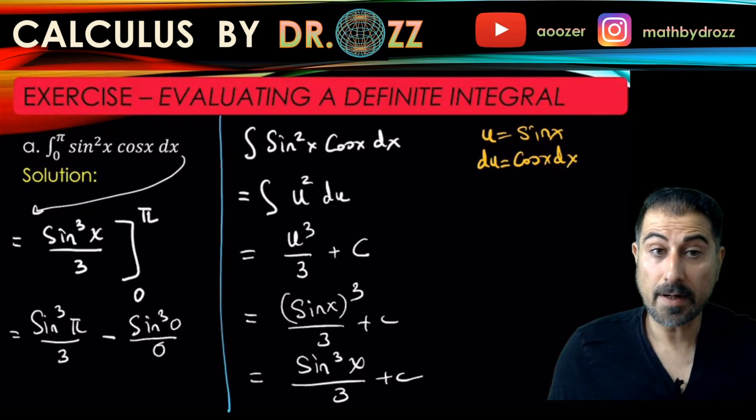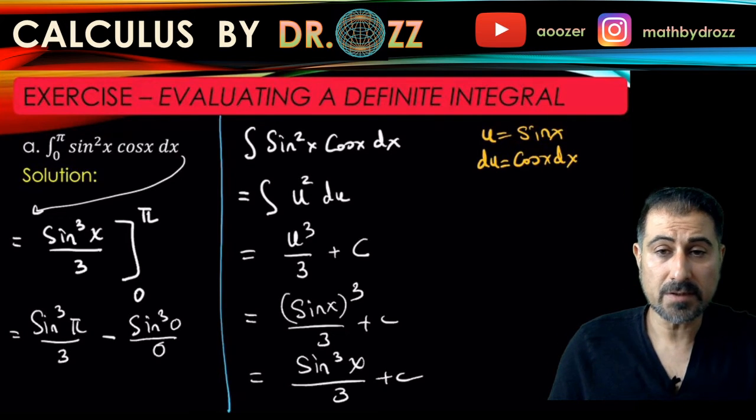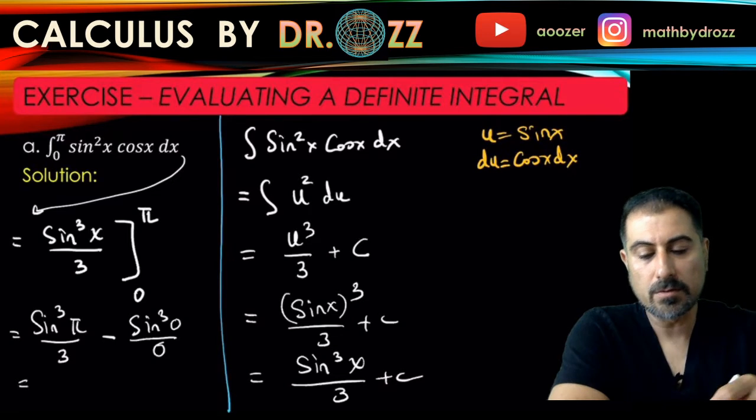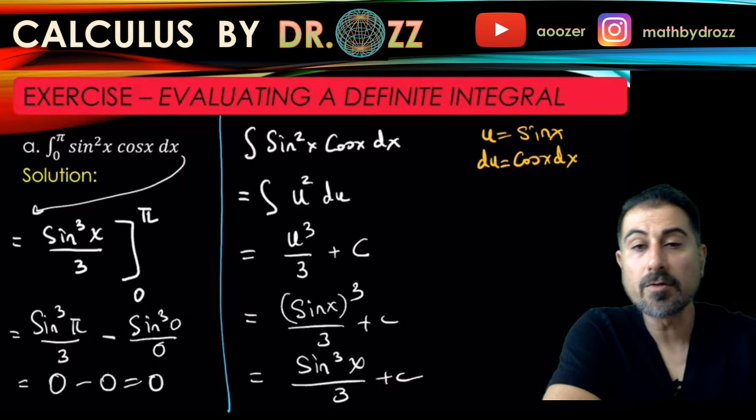All right, sine pi, you should get that to be exactly equal to 0. And then obviously put your calculator in the radian mode before you use it. So sine pi is 0, sine 0 is 0, so 0 minus 0 is going to be 0. So the value of this integral is going to be 0.